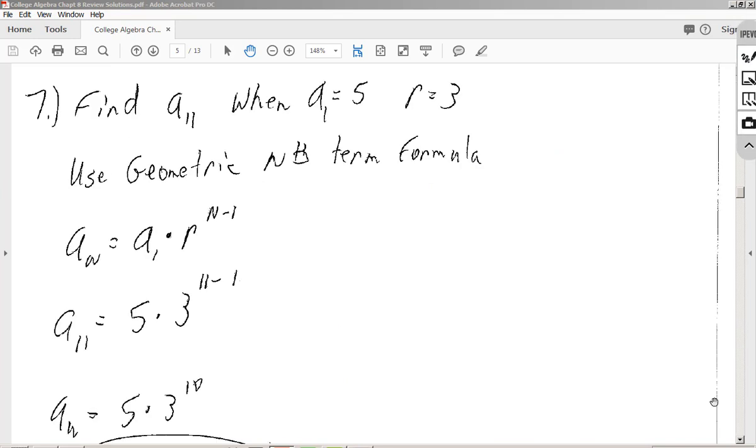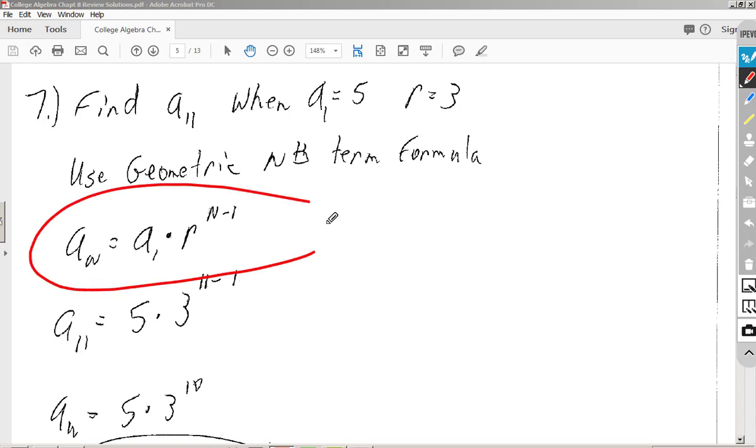Okay, on problem number 7, it says find a sub 11 when a sub 1 equals 5, and your common ratio is r equals 3. So on this problem, using your geometric nth term formula, you can go ahead and substitute this in. This formula will be given to you on your formula sheet on your test. So notice that you're just going to substitute in a sub 1 and then your common ratio, which is r, and then take that to the n minus 1.